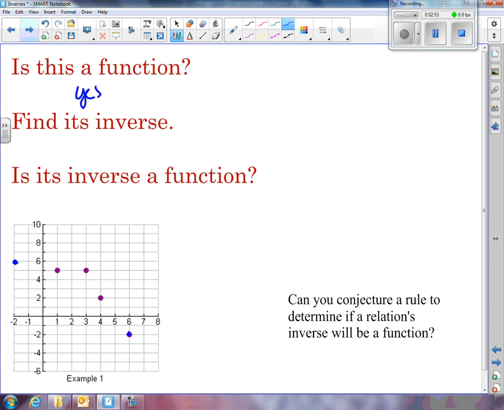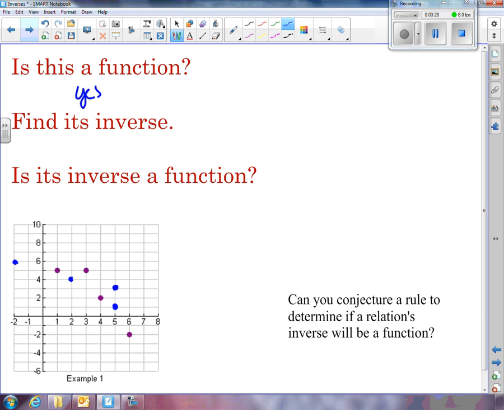Now let's talk about the point 4, 2. That's going to become the point 2, 4. Now here I have the point 3, 5. That's going to become the point 5, 3. Now let's talk about the point 1, 5. That's going to become the point 5, 1. So now the purple dots are the original and the blue dots are the inverse. So now we have found the inverse of the function by graphing it.